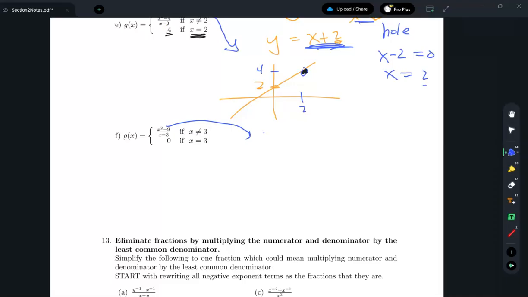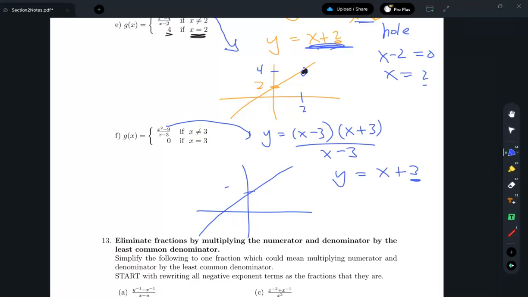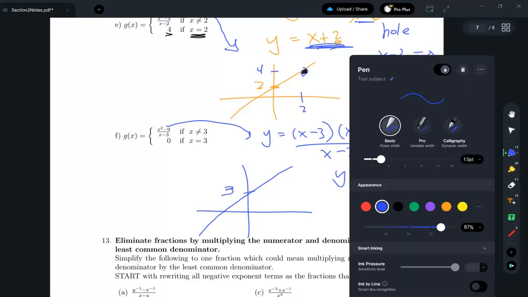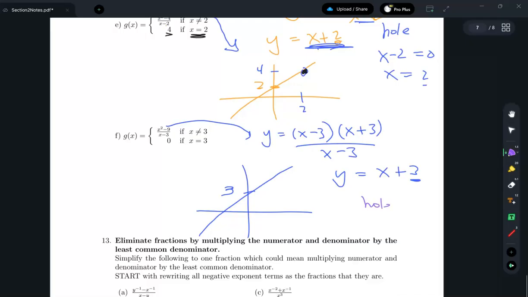Okay, so let's see this one here. This would give me y equals x minus 3, x plus 3 over x minus 3. I cancel, so I get y equals x plus 3. That's the y-intercept, right? So just make sure we keep them separate. And let's talk about where the hole is. The hole is where x minus 3 equals 0, because those are the terms we canceled, right? So that means the hole is at x equals 3. Make sure we don't get that mixed up. So that's x equals 3. So that's where the hole is.